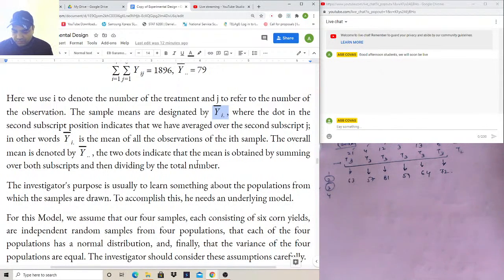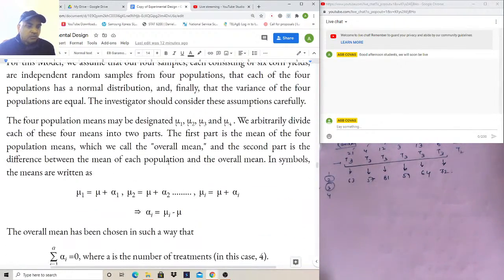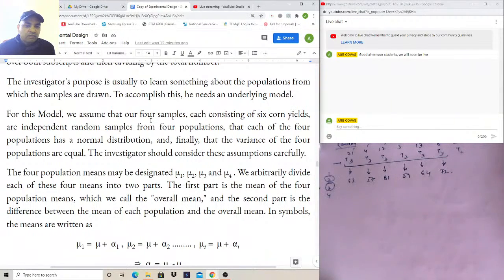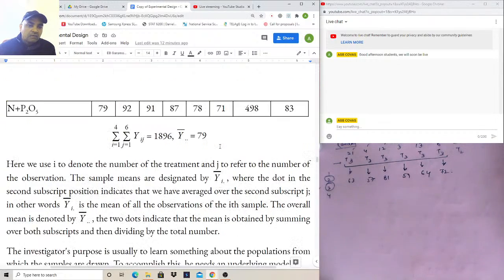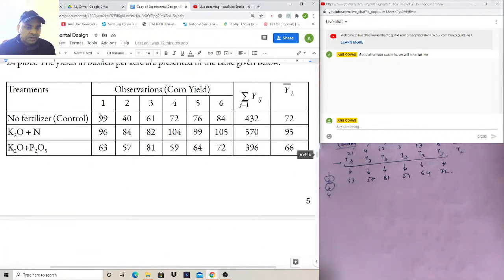Okay. So, now we will try to understand this model. This CRD. So, for this model, we assume that our 4 samples, each consisting of 6 corneals, are independent random samples from 4 populations. That is, these are 4 populations, and these are the samples from each population. This is from one population, this is from one population.